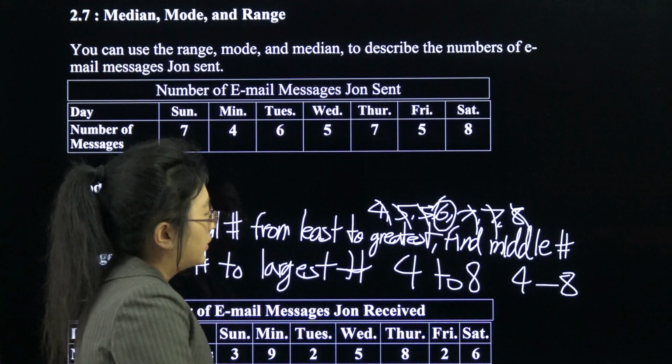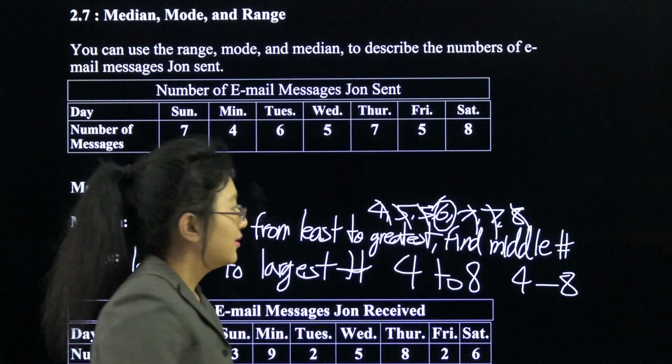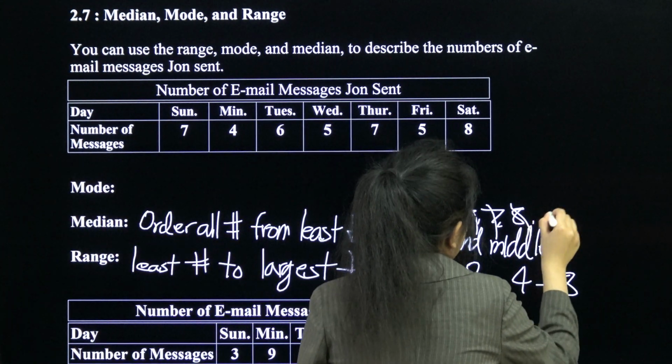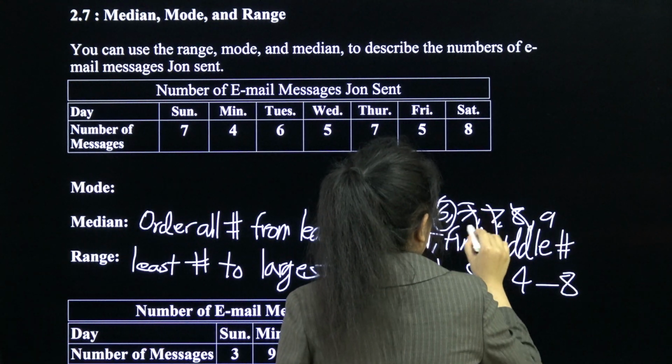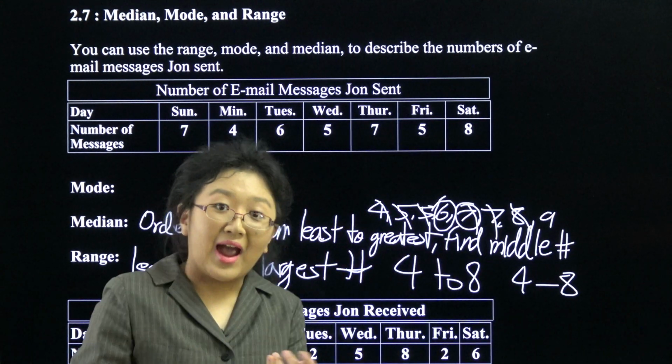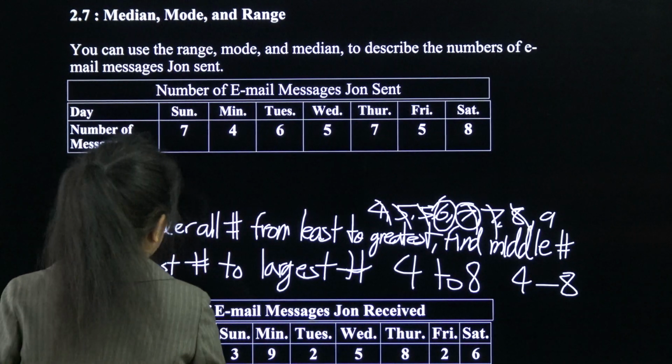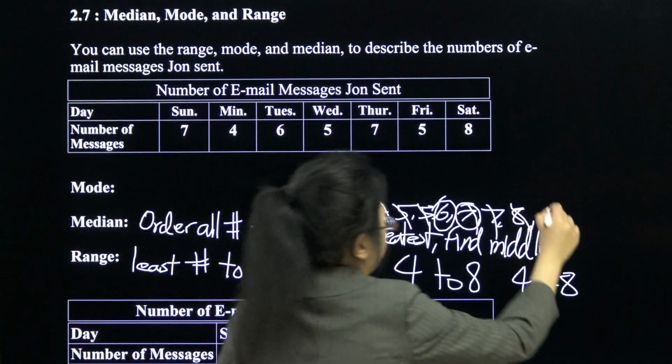Now you might be wondering, what if there's 2 numbers? Like, what if there was an extra number here, say 9, and it's 6 and 7? Then you take the average, which would be 6.5. But there isn't a 9 here, so.